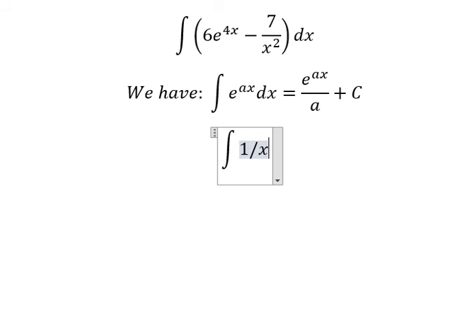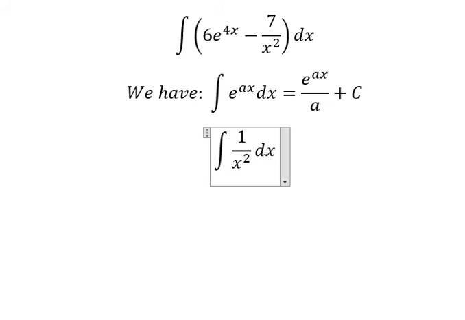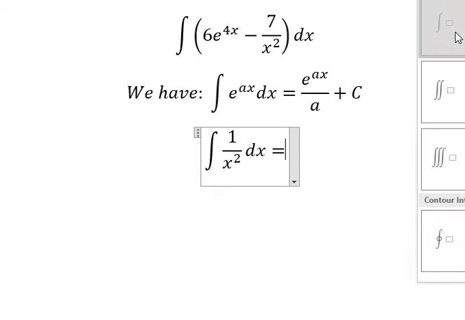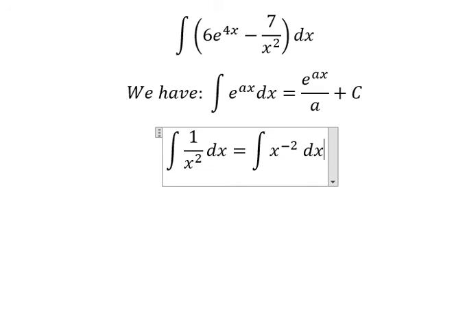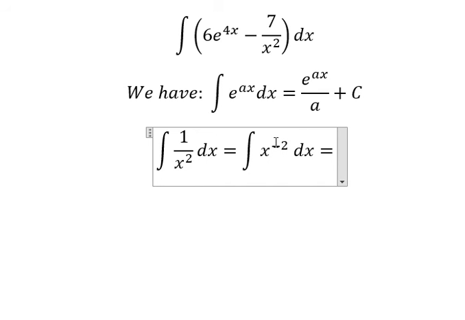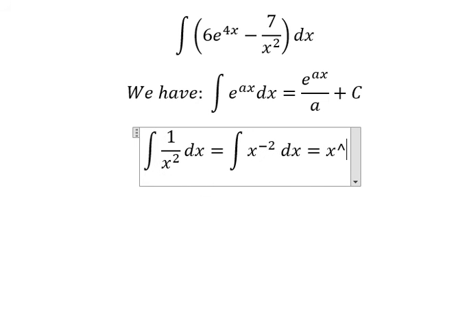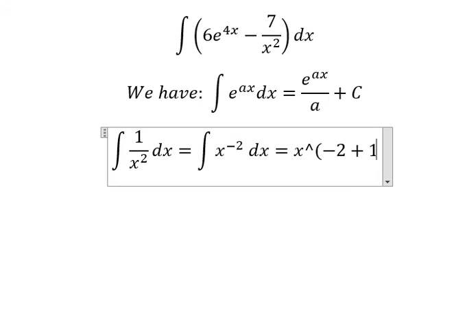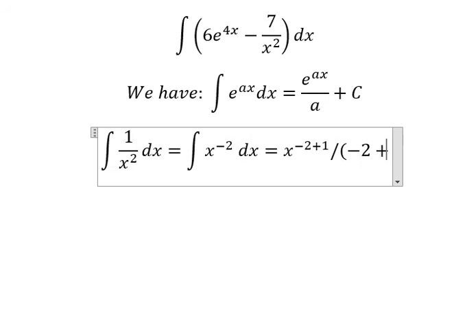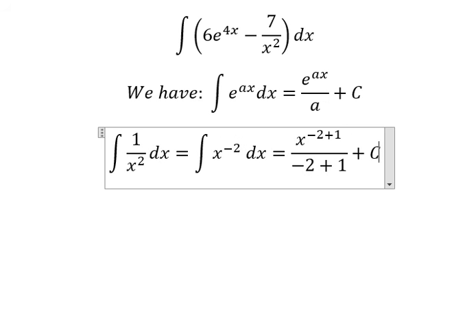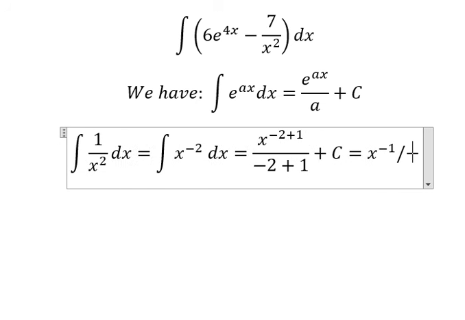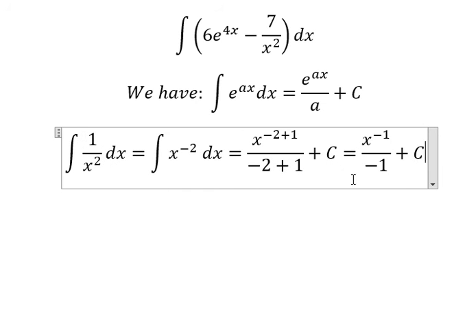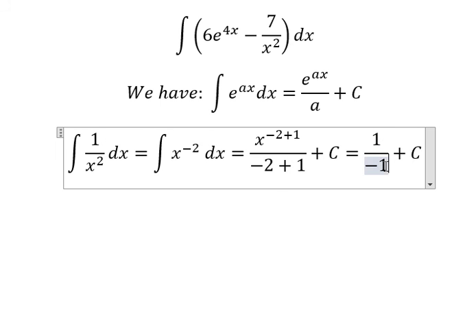1 over s squared ds, you get the integration of s to the power of negative 2 ds. And we know that this one, we have s to the power of negative 2 plus 1 over negative 2 plus 1, and we put c. So you get negative 1 over negative 1. And this one we can write as 1 over s.